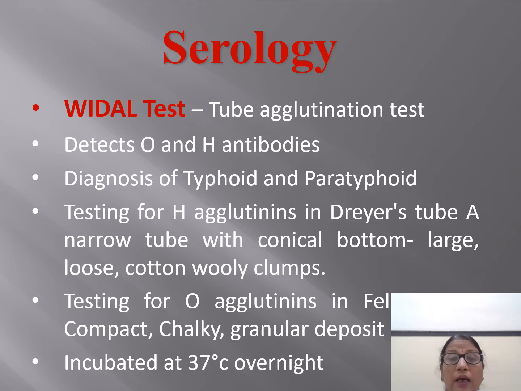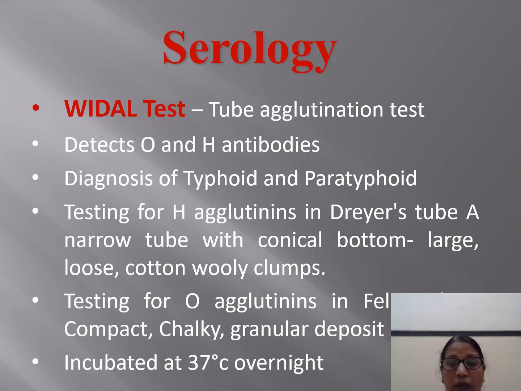Testing for H agglutinin is done in Dreyer's tube. What are these? These are narrow tubes with conical bottom, and when agglutination is there, large, loose, cotton woolly clumps are formed. So, how many sets of Dreyer tubes are taken? 3 sets. One for Salmonella typhi H antigen, one for paratyphi A, one for paratyphi B. So, ideally in Vidal test, 4 rows will be there.